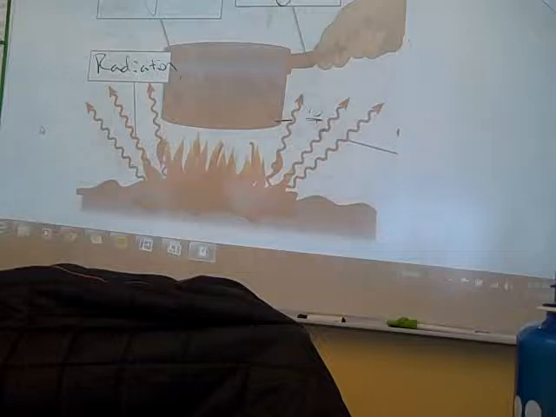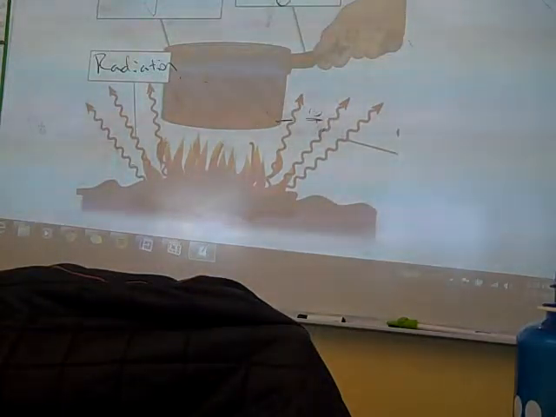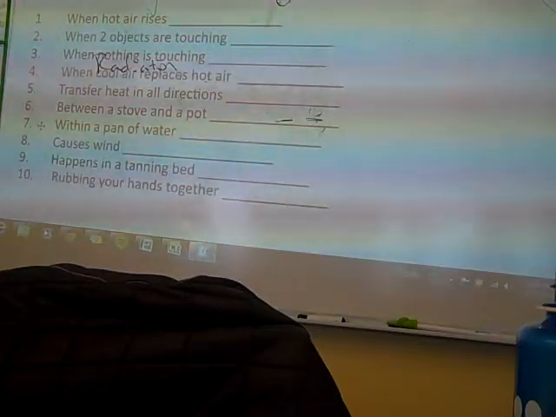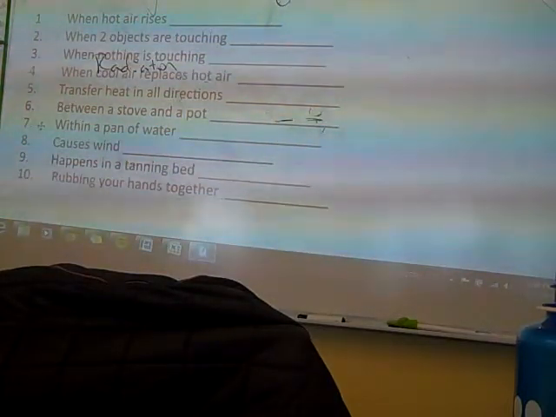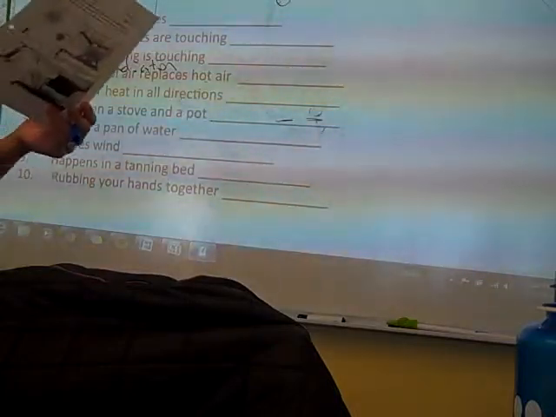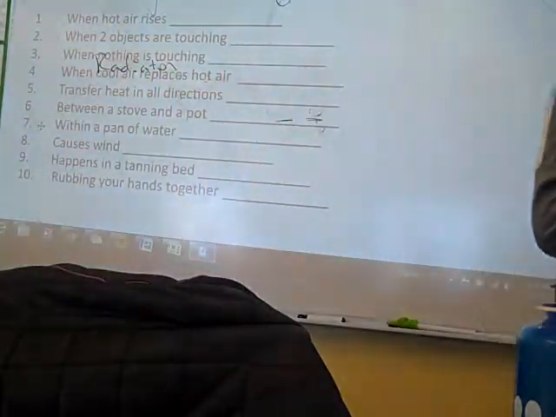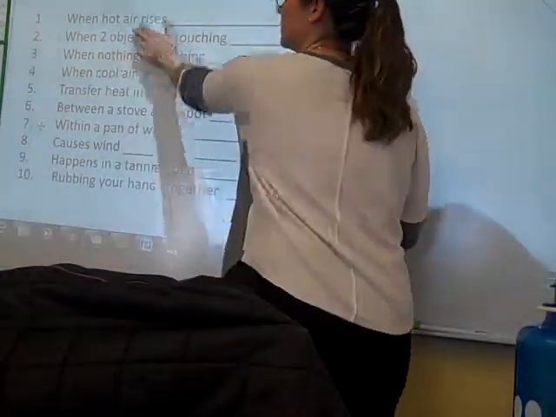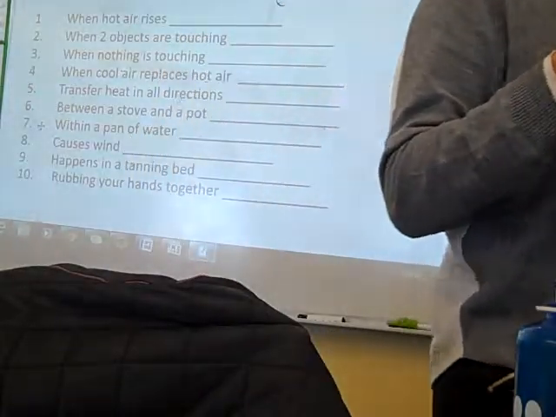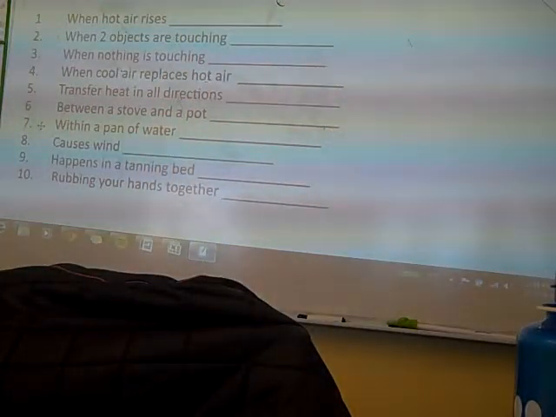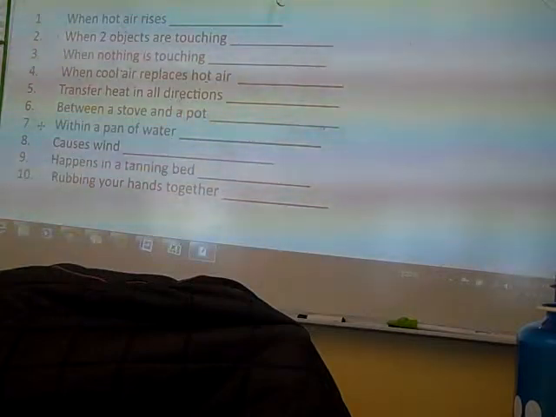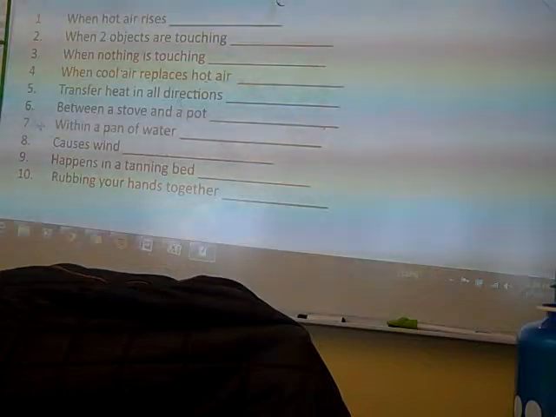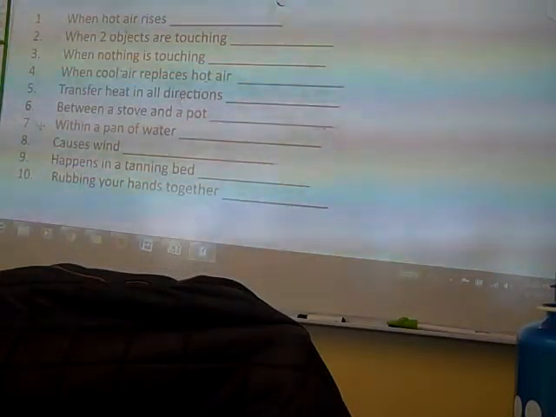Here we go. Read the first one, please, and tell me the answer. Go ahead, Noah. Good job. Good. Sit down if you got anything but convection. Next one, 2. Go ahead, Shanika. When two objects are touching, conduction. Good. 3. Conduction. Go ahead, Kim. When nothing is touching, radiation. Good. Number 4, Ula. When cooler replaces hot air, conduction.